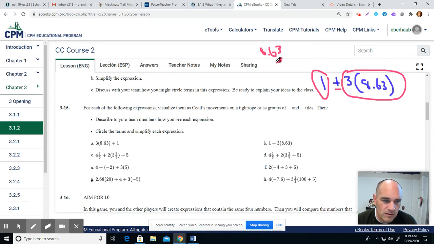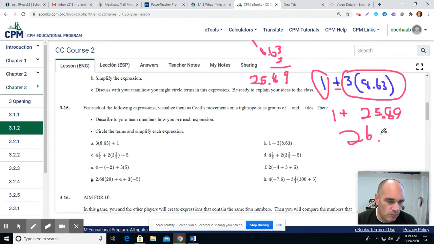8.63 times 3. I feel like I already did this. That's a 9. That's an 18. That's 25. And then I have two decimal places. So this becomes 25.89. Make sure that you're doing your work on your notebook paper. All right. And then I add 1 to this. All right, so this actually becomes now 26.89.